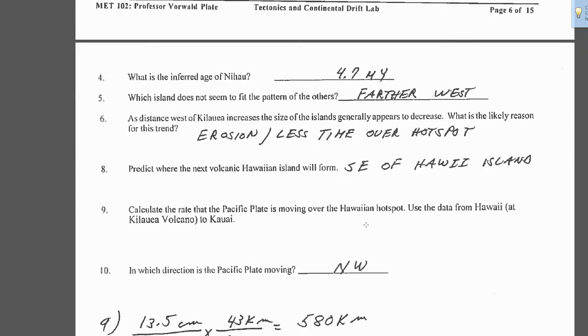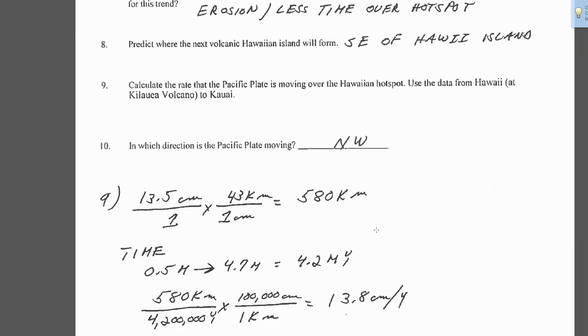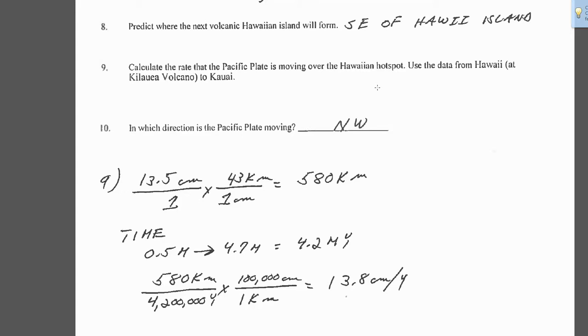And calculate the rate. I'll do that right below. Which direction is the Pacific Plate moving? Northwest. And we need to calculate the rate moving over the Hawaiian hotspot. And it tells you to use from Hawaii at the Kilauea volcano to Kauai. I hope I'm pronouncing that right.